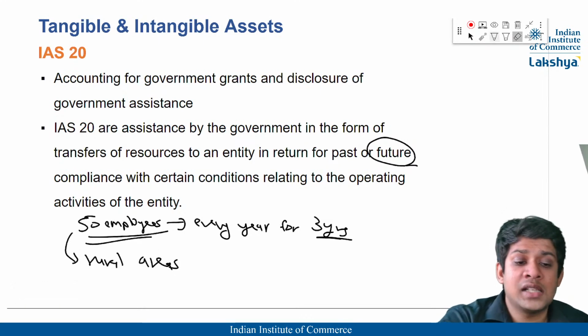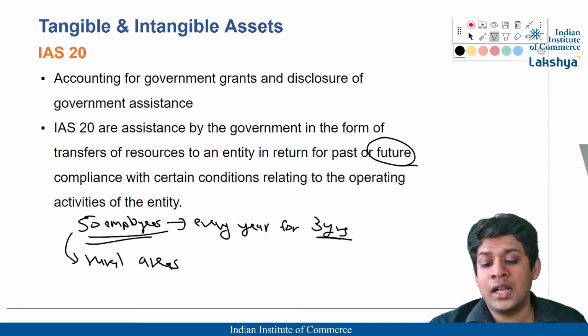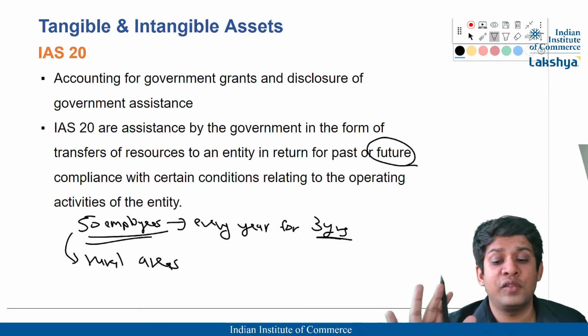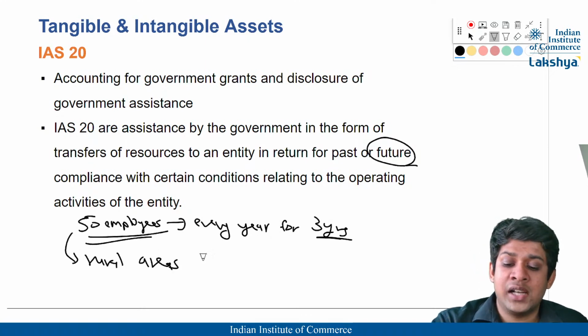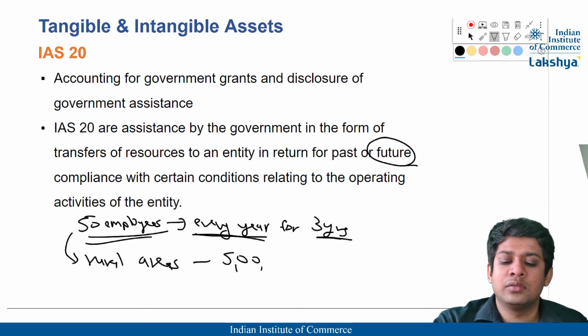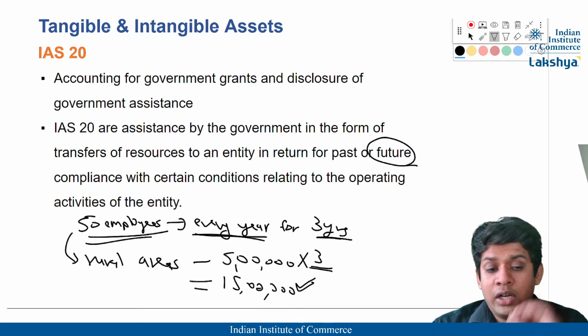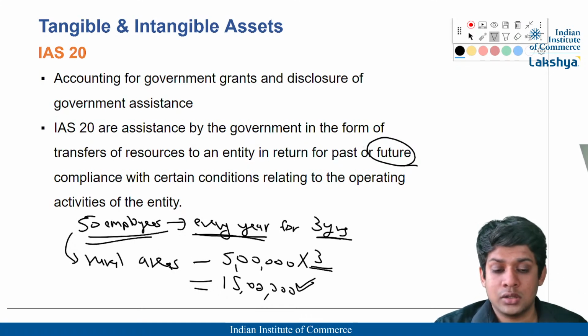From certain rural areas, I will hire employees so that they get employment opportunities, and I will hire 50 employees every year. So the government said, okay, you're doing this. It is a good cause. So the government said, for every year, I will pay you 500,000. Right. So the government technically paid me 500,000 into 3 years. That is, the government paid me 15 lakh in total already in the first year. Right. The government already paid me 15 lakh for all 3 years.